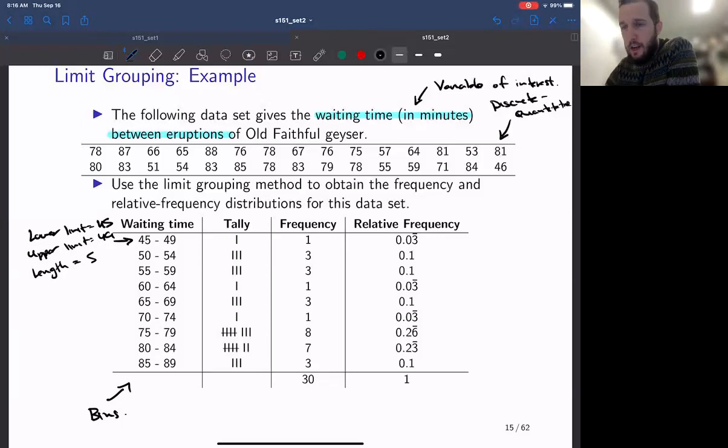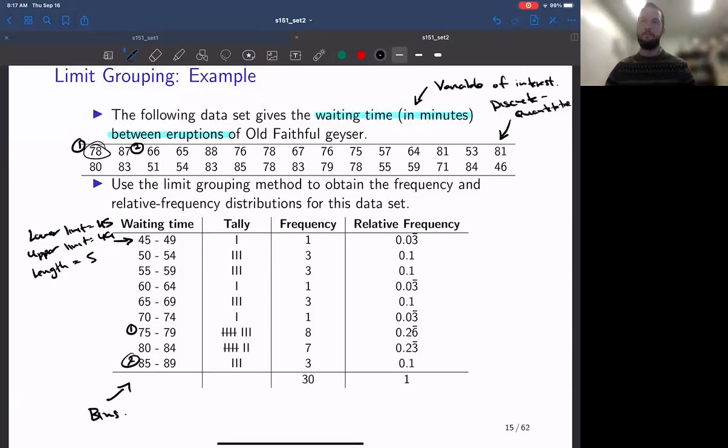Now, once we have the bins established, the last part is simply taking the data point and dropping it into its bin. So we start with 78. 78 falls within 75 and 79. So it gets dropped into this bin here. And then we have 87 as the second number. 87 falls between 85 and 89. So we drop it into that bin there. And then we proceed in the same fashion until all of the data points have been placed into a bin. Once we have our data points in a bin, our frequency and relative frequencies are computed in the exact same way that they were before.